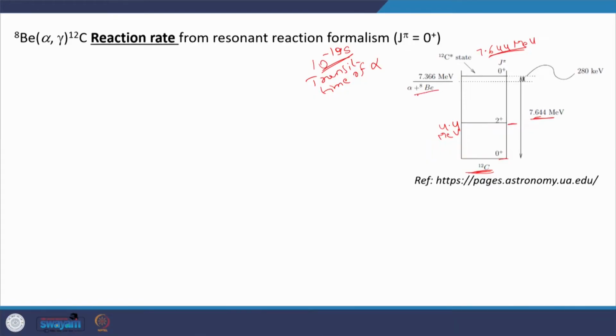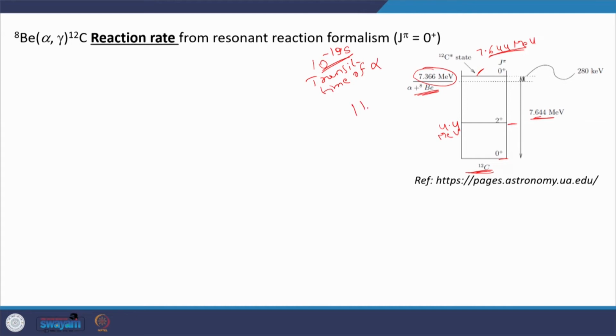And if you do the simple calculation, for alpha plus beryllium the Q value is about 7.366 MeV. So, what is so special about it? When people have tried to understand the abundance of elements measured from observations, it is not in agreement with the theoretical predictions if the formation of excited state carbon 12 happens in a normal way. So, there is a mismatch.